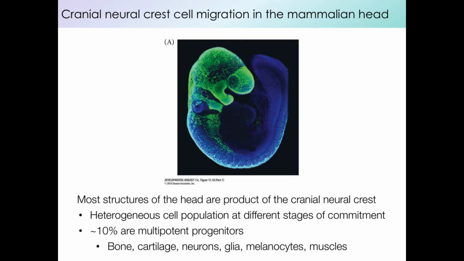Experiments have shown that cranial neural crest cells are very heterogeneous in terms of their commitment. That means that the cells are at different stages of commitment when they delaminate, and only about 10% of these cells are highly multipotent. That does not mean that the other cells are unipotent, but rather that their fates are more restricted. Only about 10% of them are able to give rise to all the different types of derivatives that cranial neural crest cells normally give rise to. The rest give rise to a subset of these derivatives, which include bone, cartilage, glia, neurons, melanocytes, and also muscle cells.